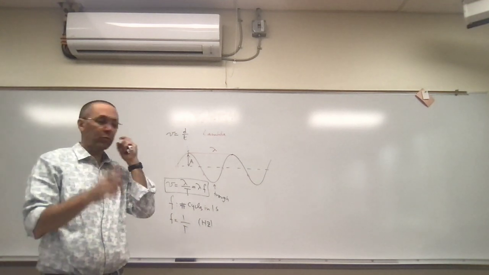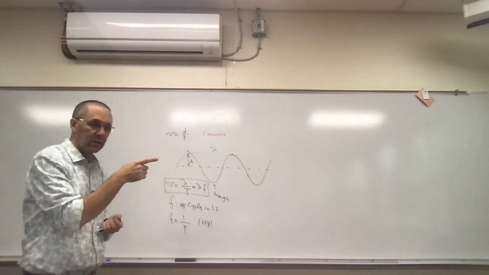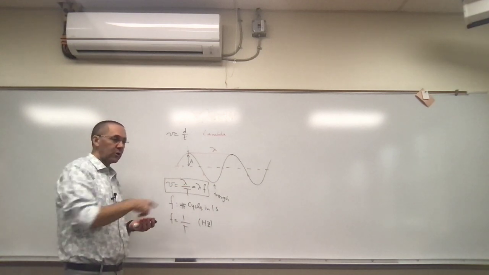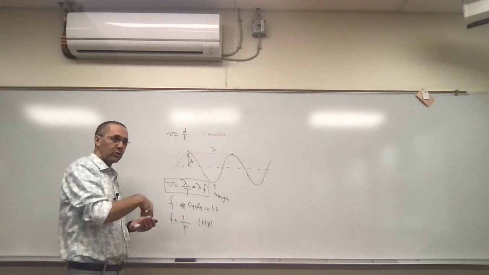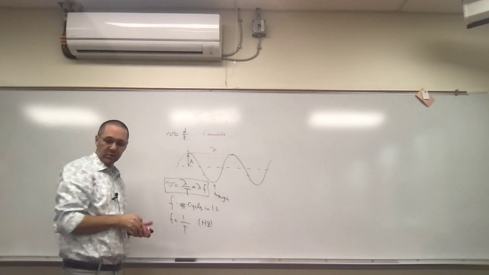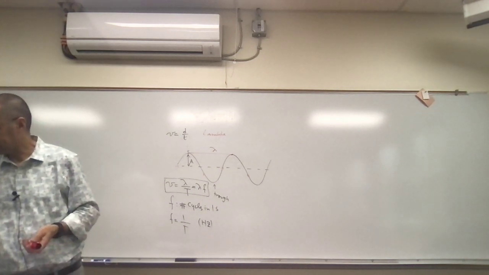If you send a pulse from one end of the slinky to the other end, and you know the distance that the slinky is stretched, let's say it's 20 meters, and you know how long it takes for that pulse to go from one end to the other, you just do 20 divided by the time it took to get to the other end.